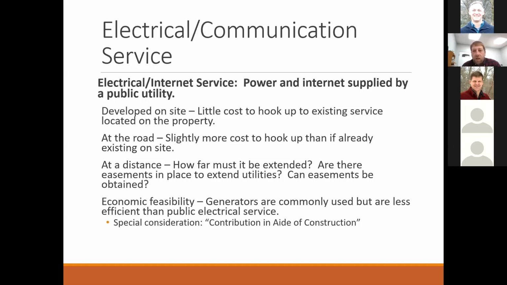In these rural locations, it can be quite expensive to extend electrical and internet service up the side of a road on a right-of-way to a property that does not have it. It can be quite expensive. And so how far does it need to be extended? Are the easements in place? Can easements be obtained?